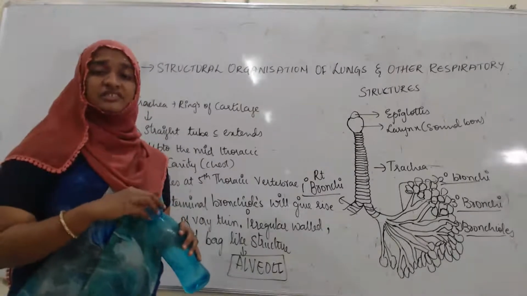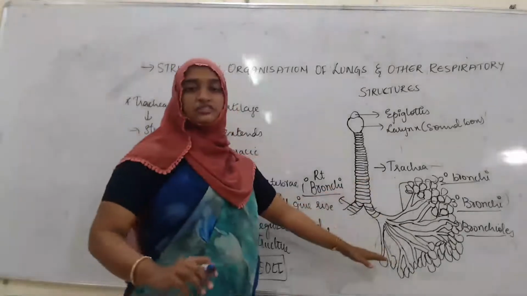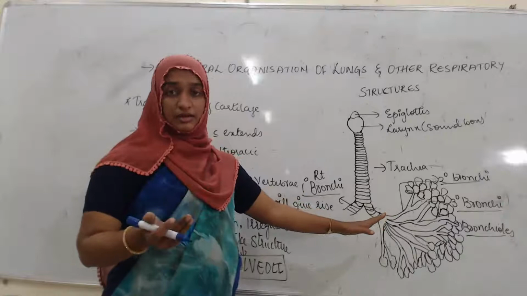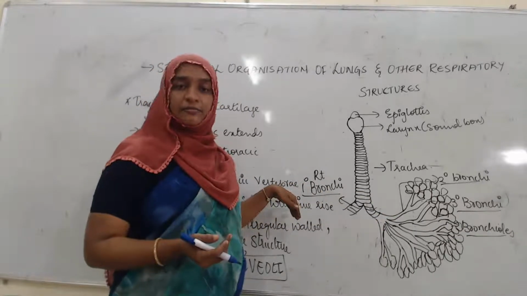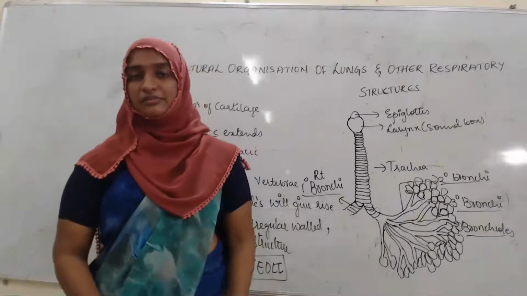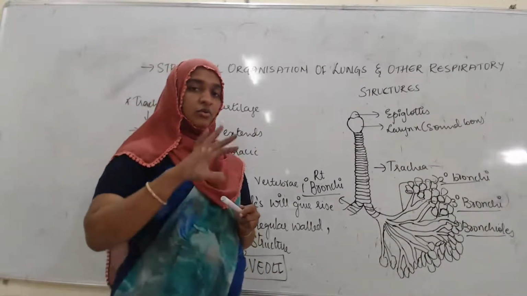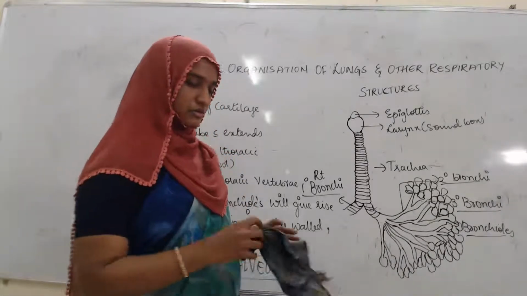Next, all these structures which are present here, I have shown in the left lung. The same structures will be present in the right lung also. So next we will see the structure of the lungs. Till now we have studied the internal structure of the lungs. So see here.